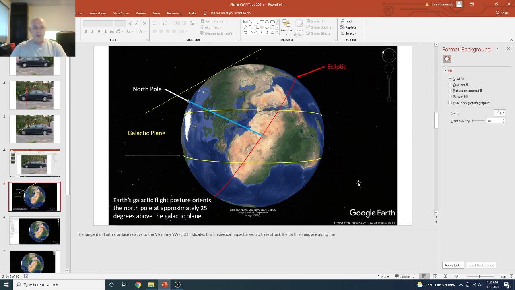So here we have my Google planet Earth, and the red line, as you can see here, is the ecliptic in relation to this particular view. And this white arrow here takes us down to the North Pole. When I did this particular view of the planet, I had to bring the North Pole forward toward the viewer just enough so that the North Pole could be seen, right?